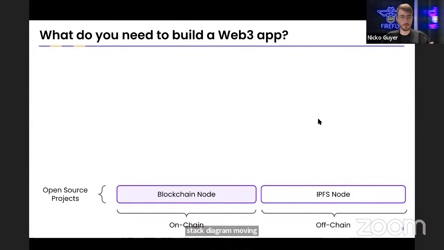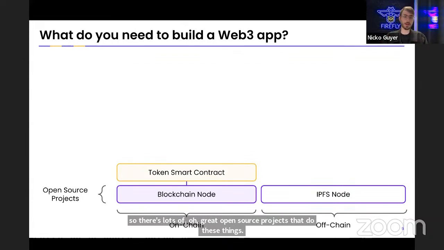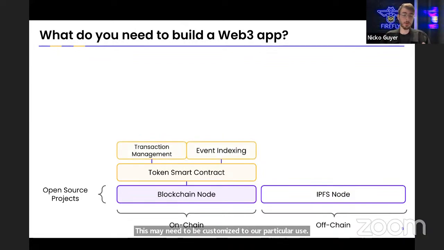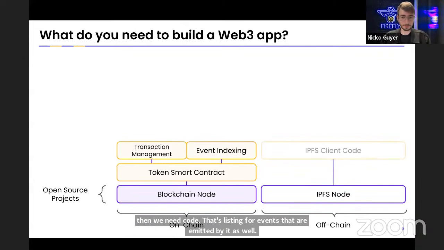Moving on. Yeah, so there's lots of great open source projects that do these things. Now we're going to start writing our own code. We probably need some sort of token smart contract. This may need to be customized to our particular use case. We're going to need some code to manage transactions to that smart contract. And then we need code that's listening for events that are emitted by it as well, for when tokens get transferred from wallet to wallet.